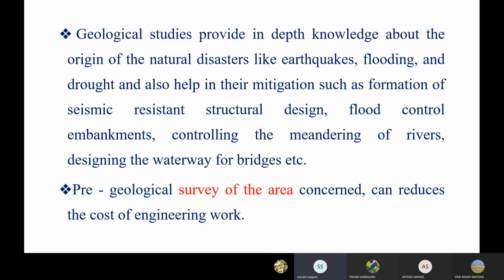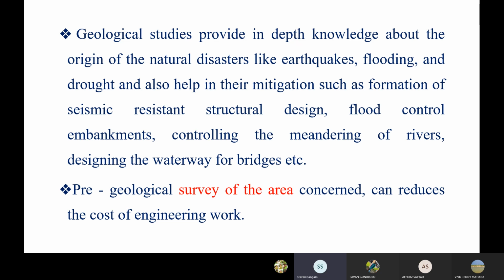So then it is called seismic resistant structure design. And flood control embankment. Here, flood control embankment means whenever there are river sides, we have to provide a certain slope, so that slope we can call an embankment. Those embankments are used to protect the water within a certain range, so there is no chance of water overflowing. This type of structure we can call flood control embankments.